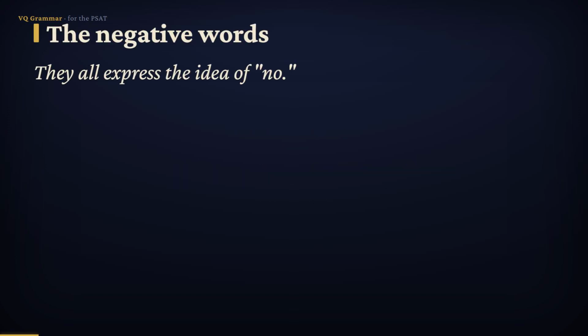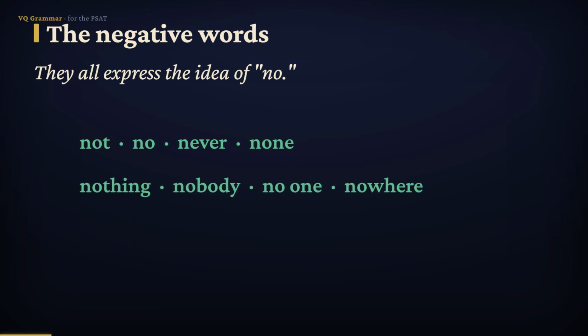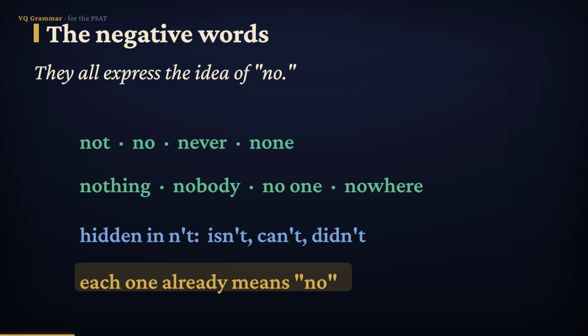First, meet the negative words. The obvious ones are not, no, never, and none, plus nothing, nobody, no one, and nowhere. But not loves to hide inside a contraction: isn't, can't, didn't, won't, haven't. Every one of these words already carries the idea of no. Keep that in mind because the trouble starts when two of them land in the same clause.